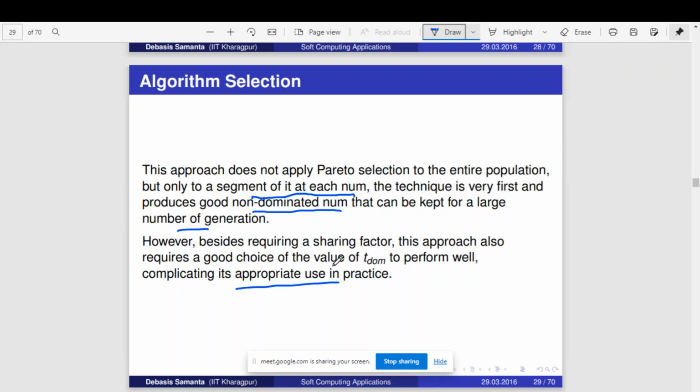So basically what does it say? Here, population means solution, right? So the solution space, let us assume this is the solution space. But this algorithm does not apply Pareto selection to the entire population. It applies Pareto selection to a subset of the population. It identifies a subset, and for that subset only it produces the Pareto solution.